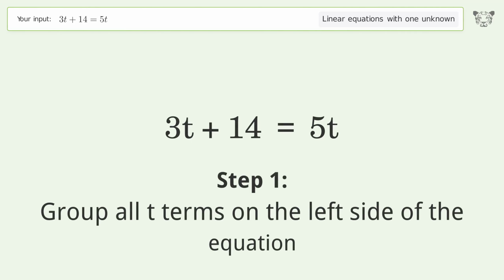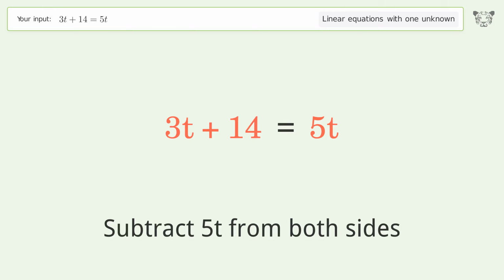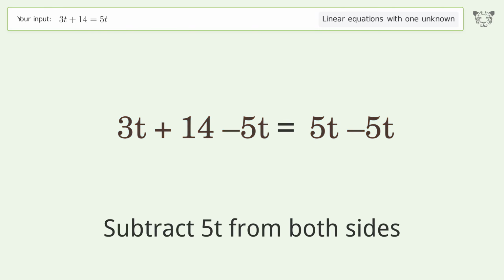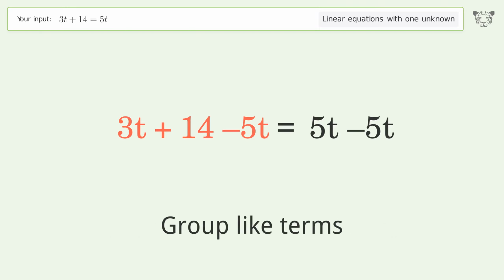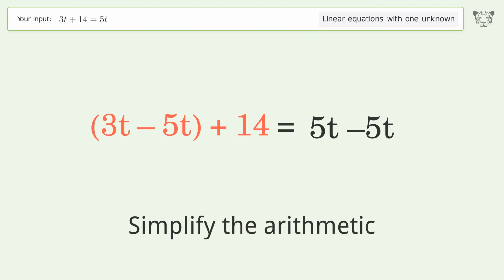Group all t terms on the left side of the equation. Subtract 5t from both sides. Group like terms. Simplify the arithmetic.